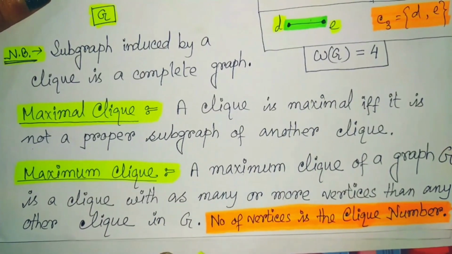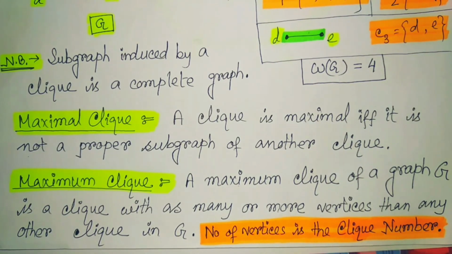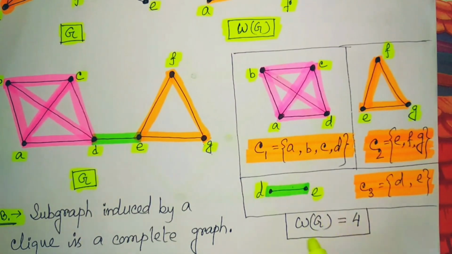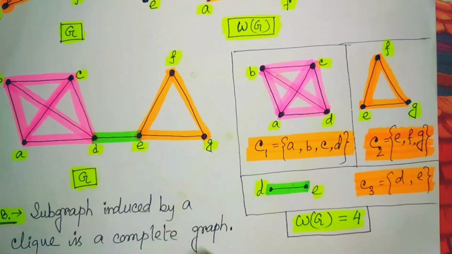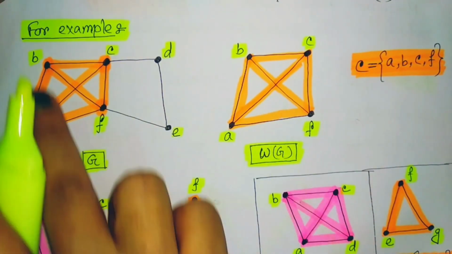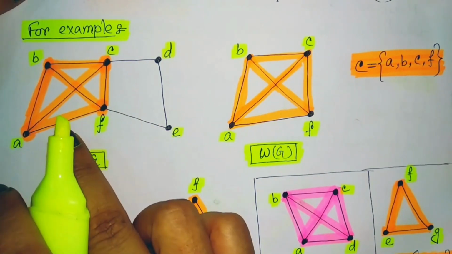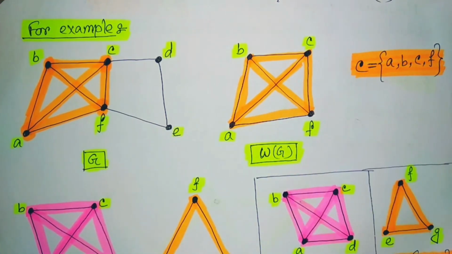So the maximum clique has the highest number of vertices, and this highest number is called the clique number. First of all, we should find the maximum clique. After finding the maximum clique, we find how many vertices are there in it. That particular number is called the clique number. So, for this given graph, the clique number, which is denoted by ω(G), is 4. For this one, the clique number is again 4, because this is the largest clique, the maximum clique. Definitely it is maximal also.